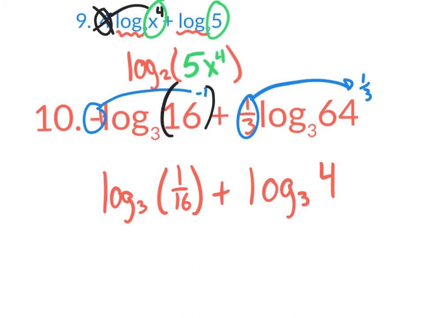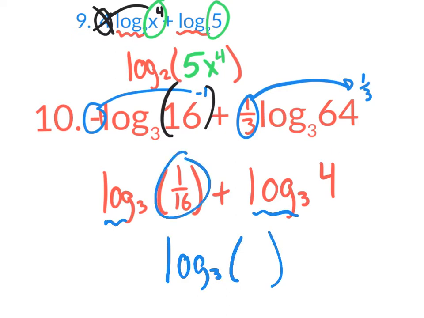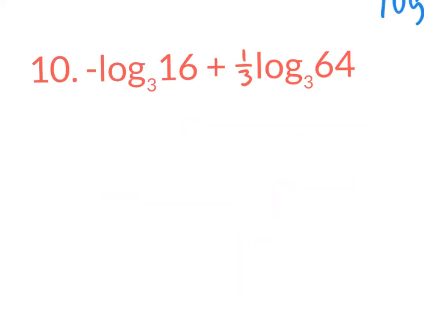And now that we have the same log base 3, we could condense it with the product property and put them as one single log base 3 of, but I need to multiply 1/16 times 4, which becomes 4/16, which reduces down to 1/4. So that's your final answer on number 10, log base 3 of 1/4. Let me give you a little different angle. Yeah? Check this out.